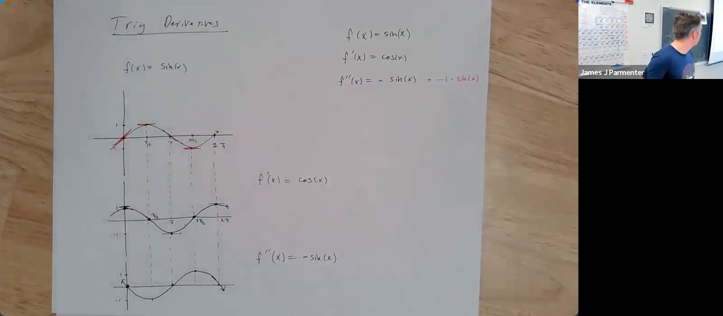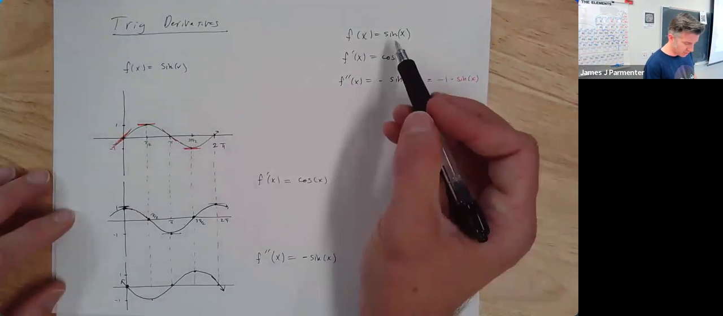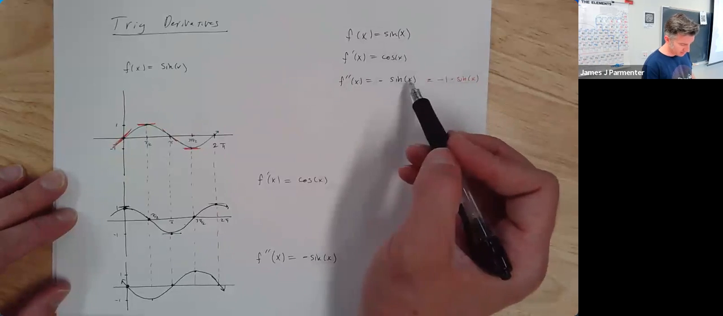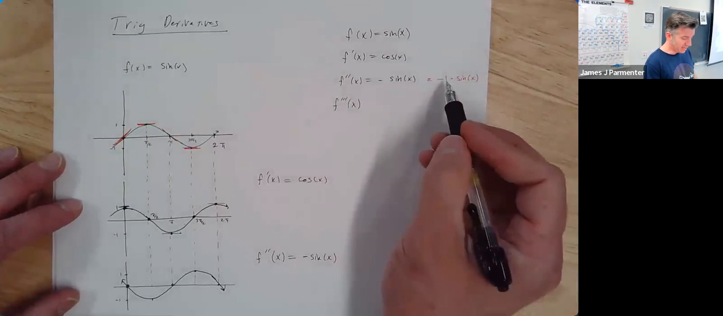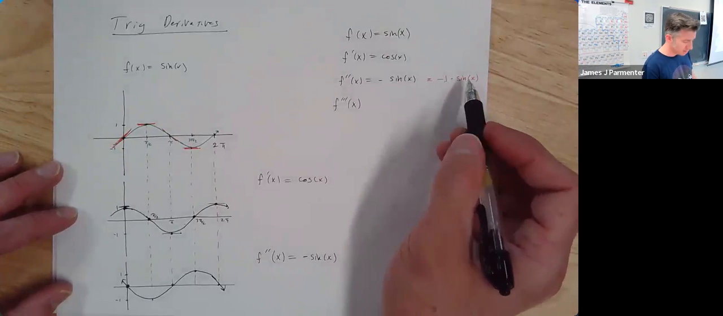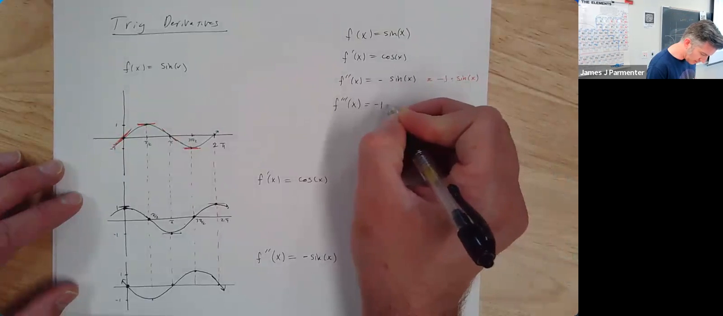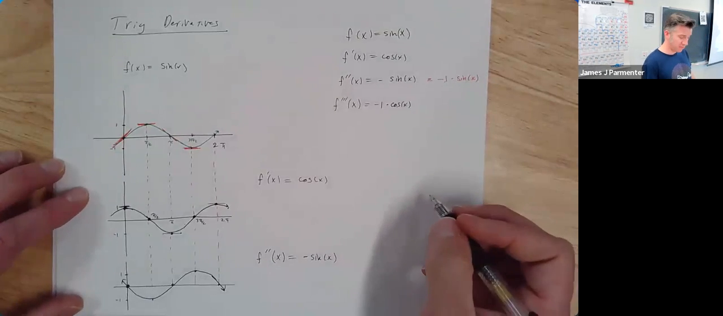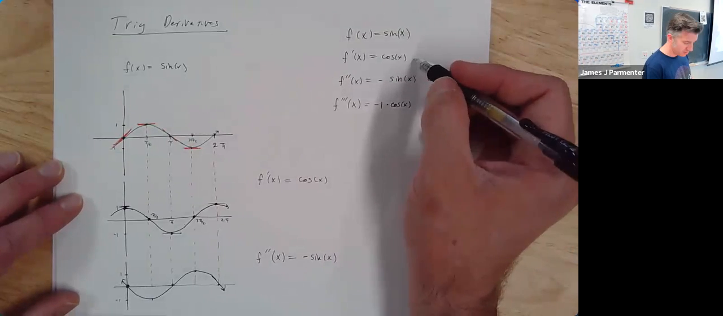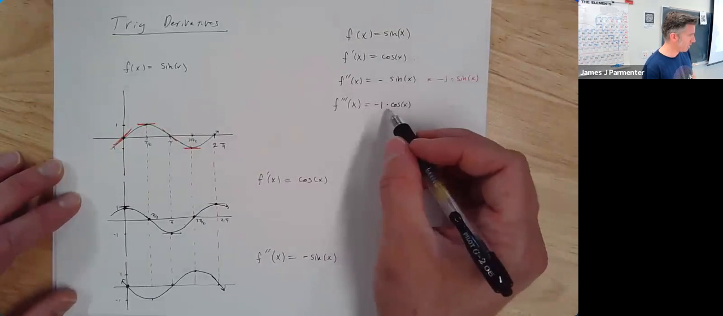Yeah, sorry about that. So yeah, function sine, derivative cosine, second derivative is negative sine. And I know that the derivative of a constant times a function is just the constant times the derivative of that function. So just like the derivative of sine is equal to cosine, the derivative of negative sine is equal to negative cosine.